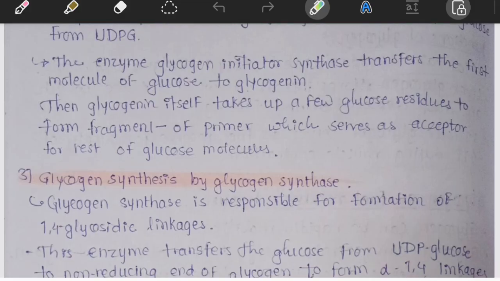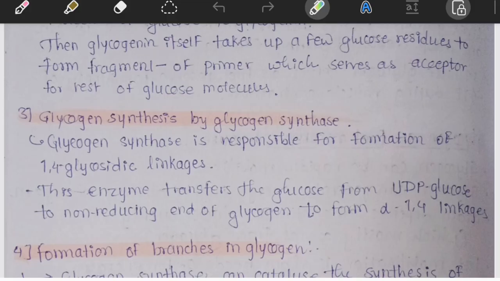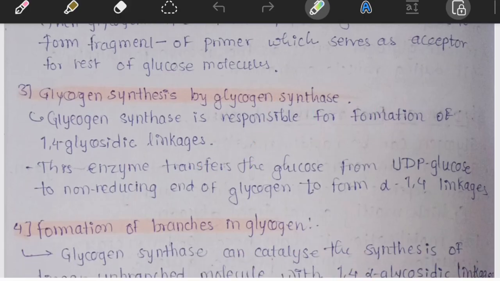Step three is the glycogen synthase. Now the main enzyme enters, glycogen synthase. The enzyme transfers glucose from UDP glucose to the growing glycogen chain. It forms alpha 1,4 glycosidic bonds and repeats this. Clearly, glycogen synthase forms only alpha 1,4 glycosidic bonds. It cannot make branches, and students frequently confuse this.